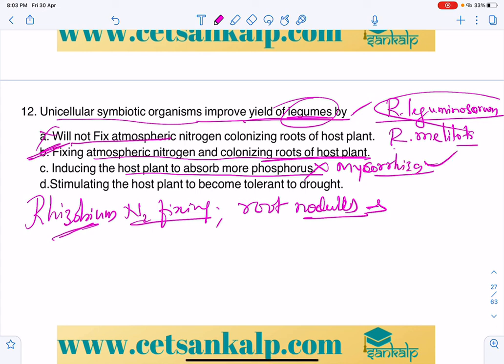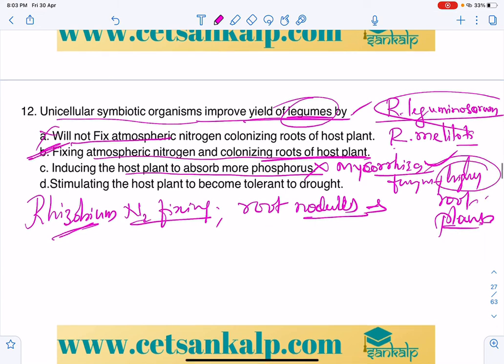Mycorrhiza is an association between fungus and the roots of higher plants. So that is also wrong. And stimulating the host plant to become tolerant to drought, that is also wrong. So for the 12th one, B is the answer.